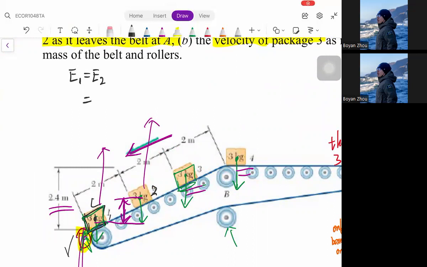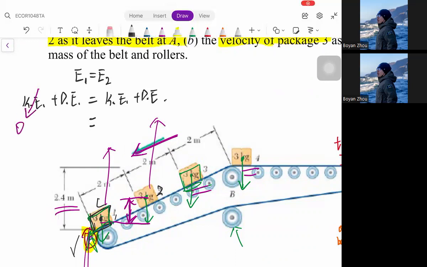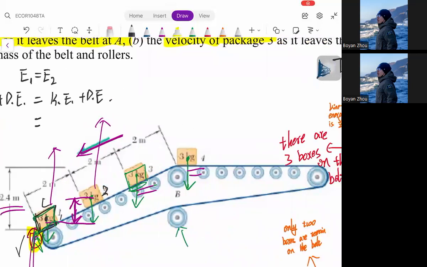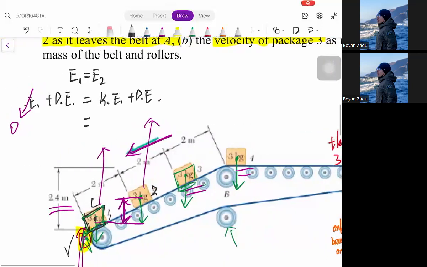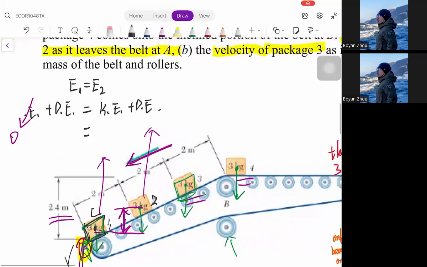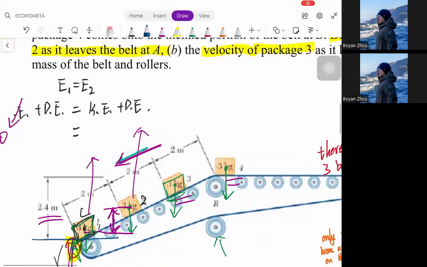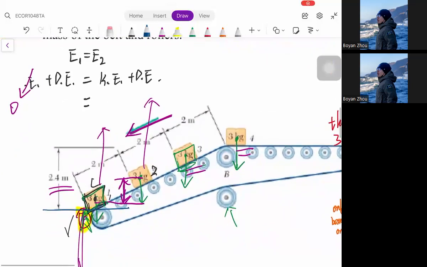So it's going to be the same: the kinetic energy plus the potential energy equals the kinetic energy plus the potential energy. And at the very beginning, the kinetic energy is going to be 0. The potential energy, however, you need to calculate for boxes 2, 3, and 4. Like if we're saying the ground, or the reference point, or the datum is over here.